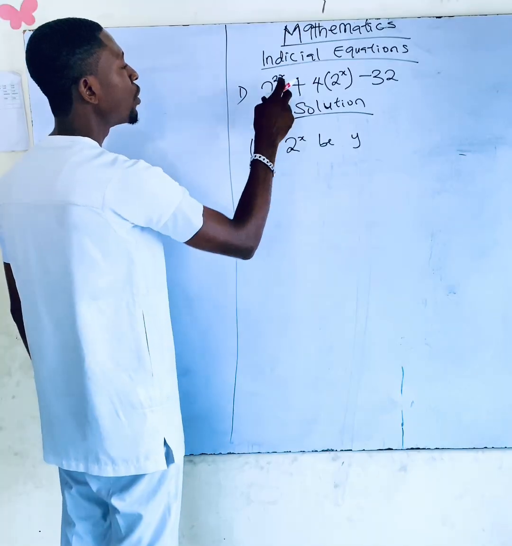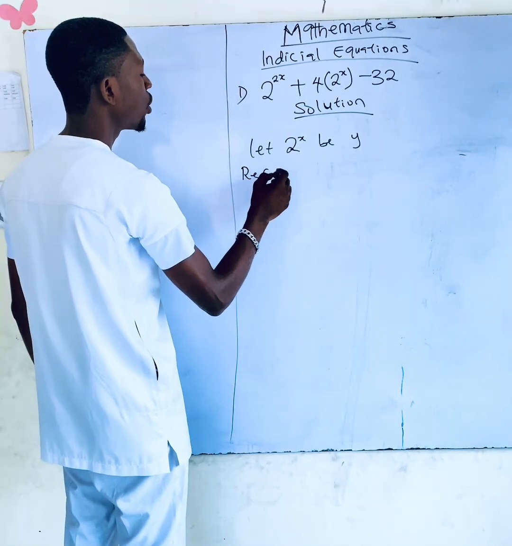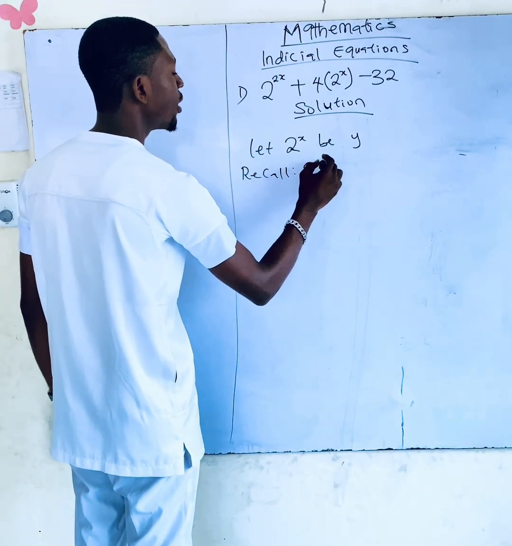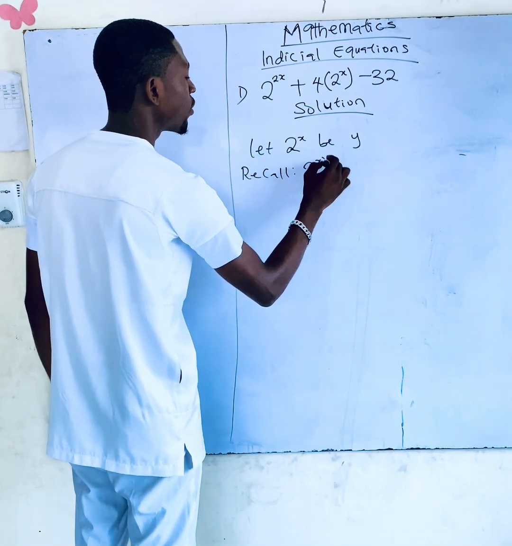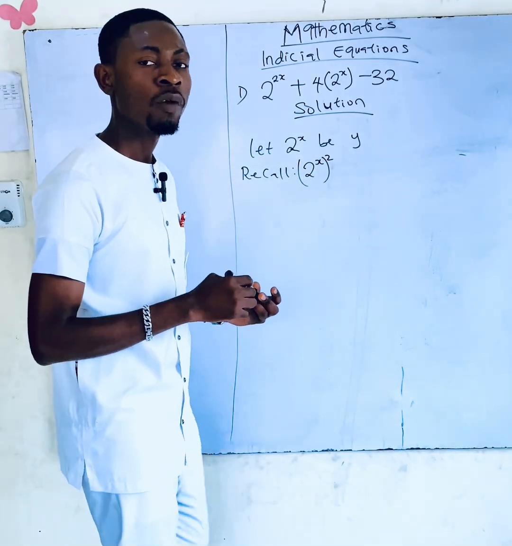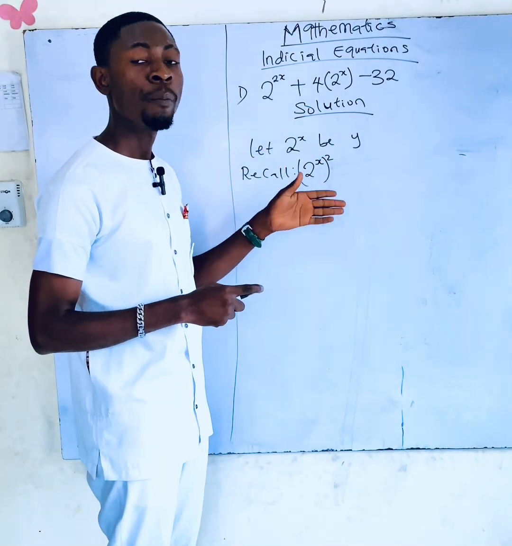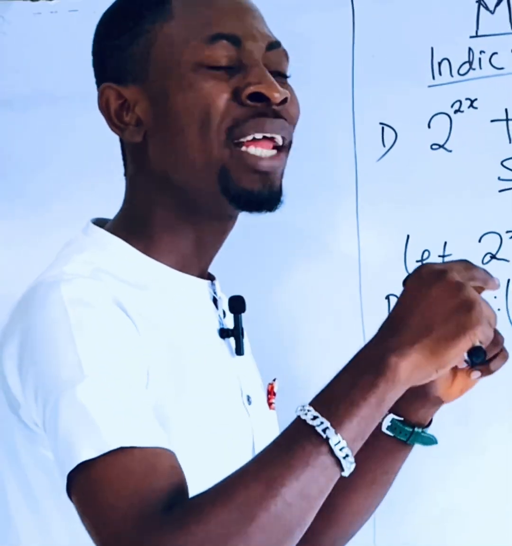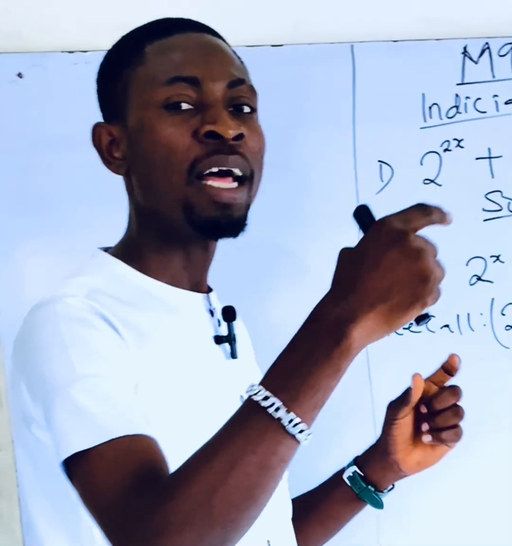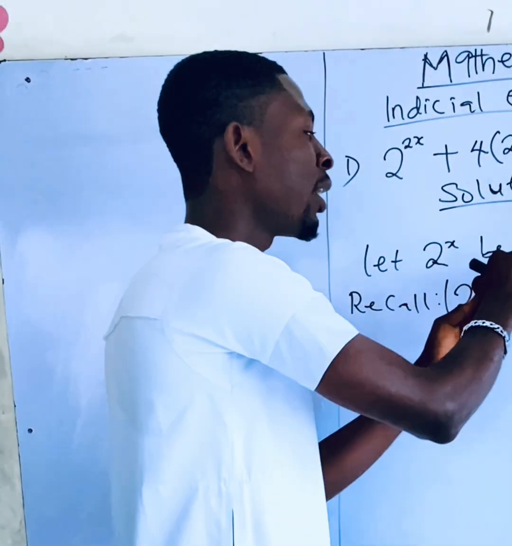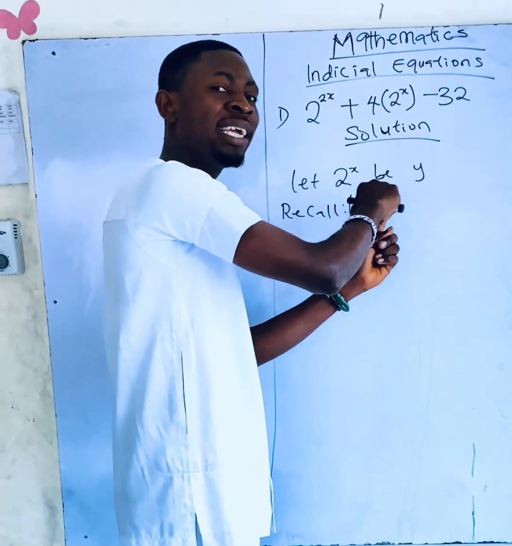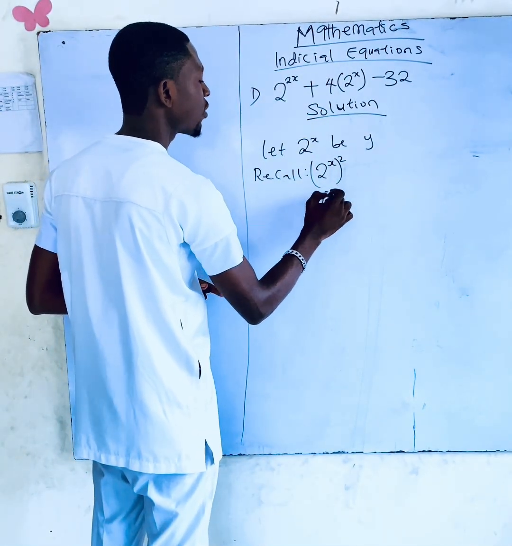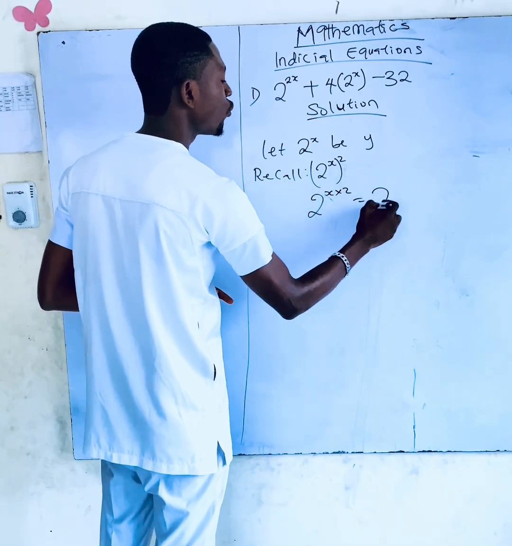Next thing you do is replace it here. If you have watched our previous video, you know that under the laws of indices we have what we call power of power. When a variable under a power is enclosed and another power is put on it, the powers multiply. So here you have 2 raised to the power x times 2, which gives us 2 raised to the power 2x.